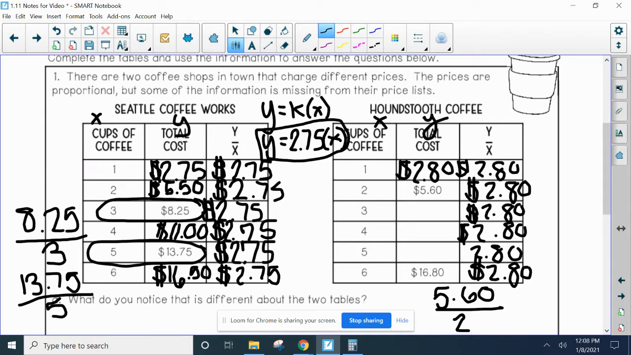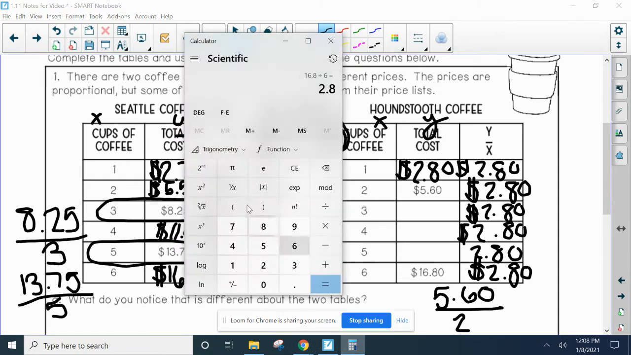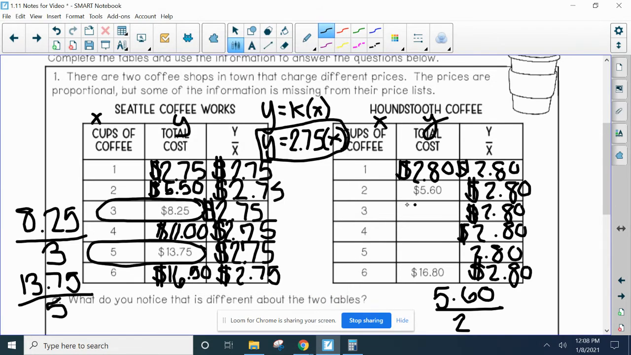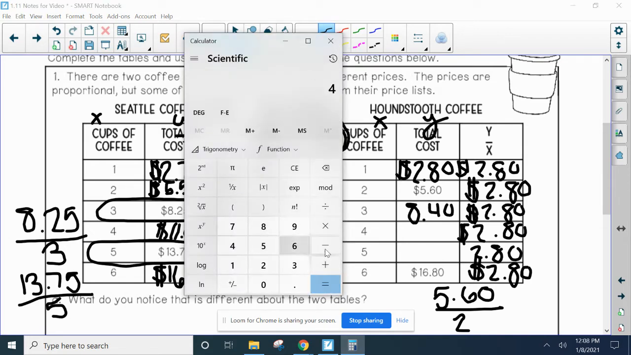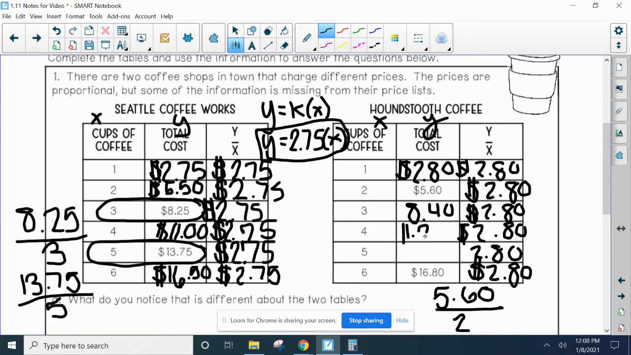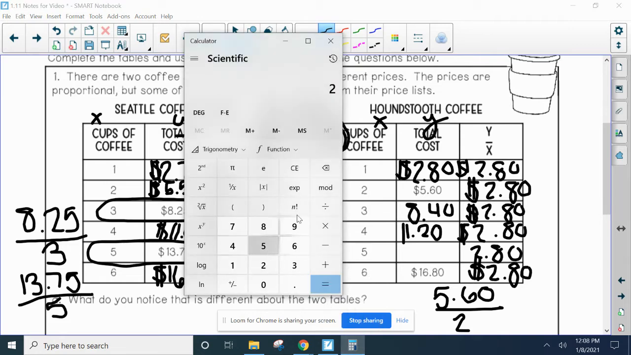All right, so now we can say our total cost for 1 cup is 280. We already know that 2 cups is 560. We can say 3 cups times 280 a cup is going to leave us at 840. We can say 4 cups again at 280 a cup is going to leave us with 1120. And then for 5 cups, 5 cups times 280 a cup is going to leave us at $14.